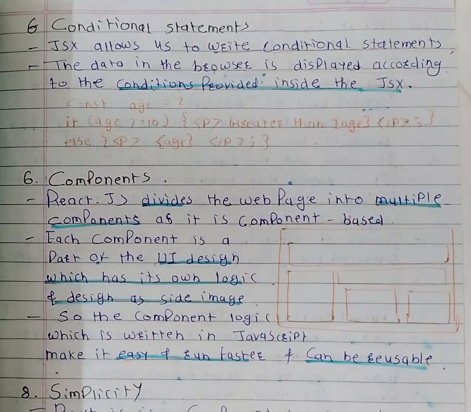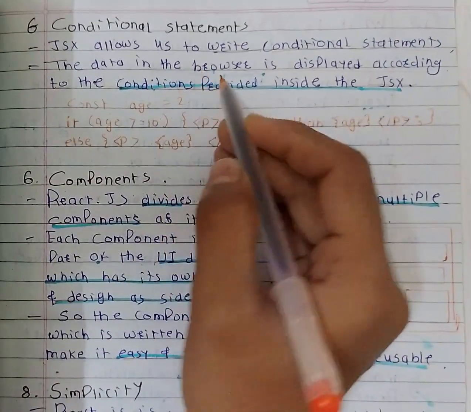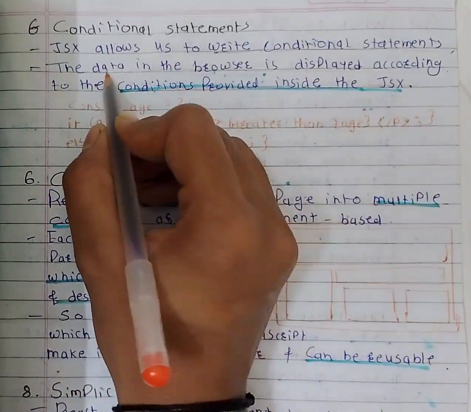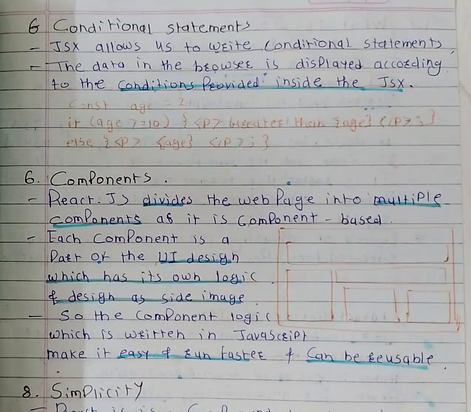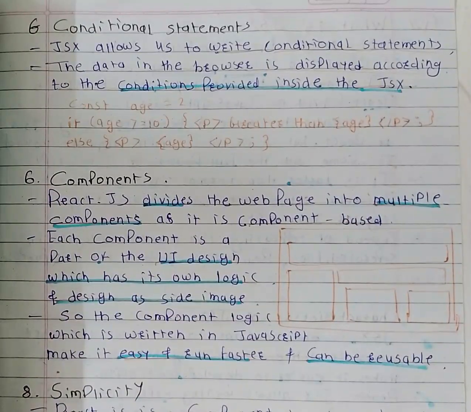Then the next feature of React is the conditional statement. JSX allows us to write conditional statements. So with the help of JSX, what can we do? We can write a conditional statement. The data in the browser is displayed according to the condition provided inside the JSX.